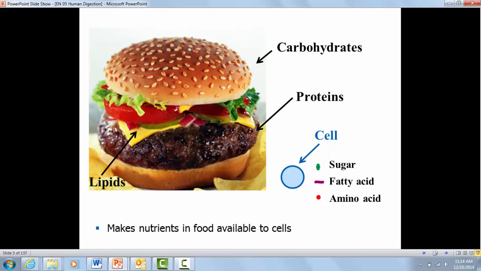Today, when we talk about the digestive system, we're going to be talking about how the carbohydrates are broken down into sugar, fatty acids from the lipids, and amino acids from the protein that are tiny enough to fit into our cell. The purpose and function of the digestive system is to make sure that we get the nutrients we need that are available in foods, and we can break them down so they fit into our cell.